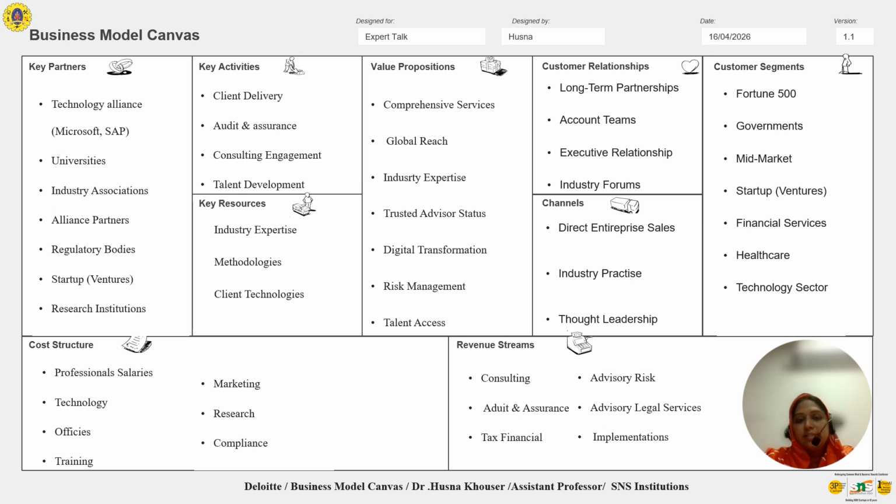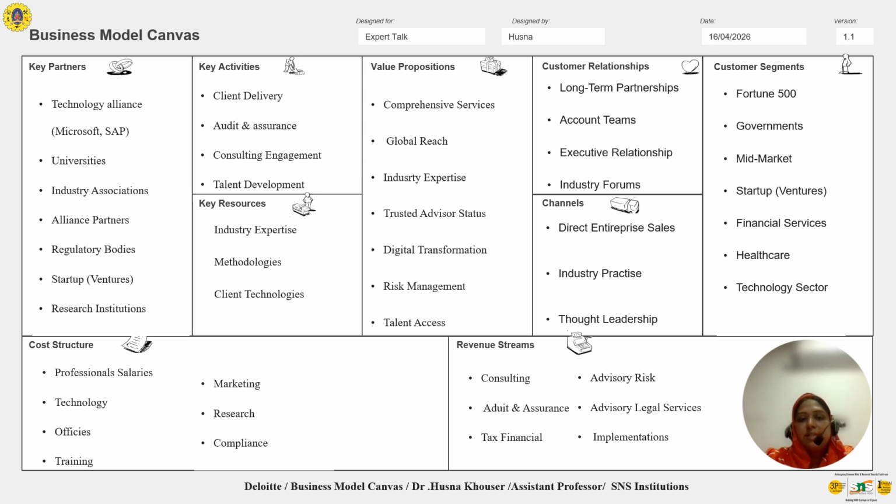And then channels. Channels define how you reach your customer. So Deloitte uses direct enterprise sales, industry practices, and leadership, through blogs and reports. For example, student startups use Instagram marketing, LinkedIn articles, college demo events. The channels are how your value reaches your customers.